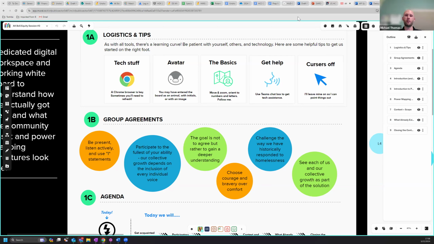Participate to the fullest of your ability, and that's because our collective growth depends on the inclusion of every individual voice. I mentioned this is going to be a really interactive session today. We want to hear from you. We want you to speak up. We want you to be in the mural board. That's very important. The goal is not to agree, but the goal is rather to gain a deeper understanding. So that's kind of the point of all of these sessions. We want to get a deeper understanding of what equity looks like in the systems that you work in.